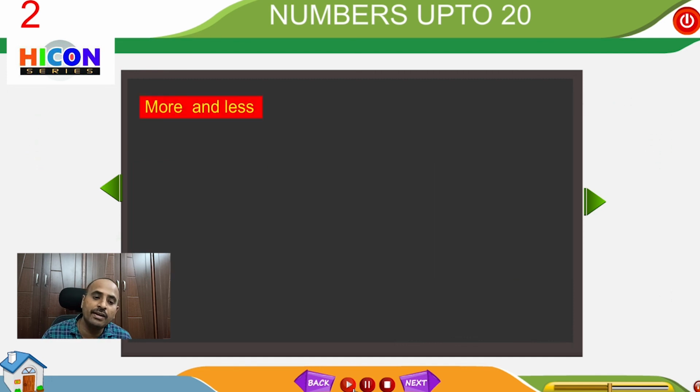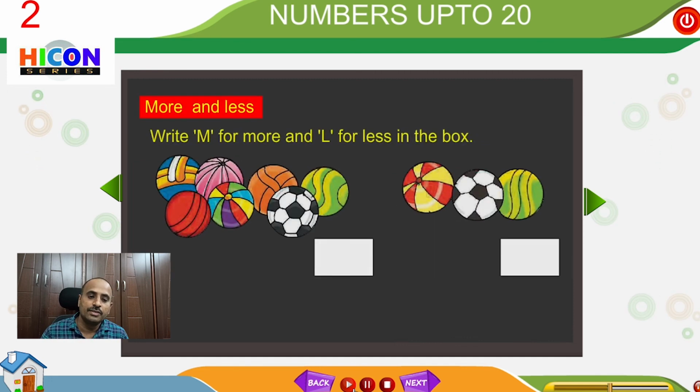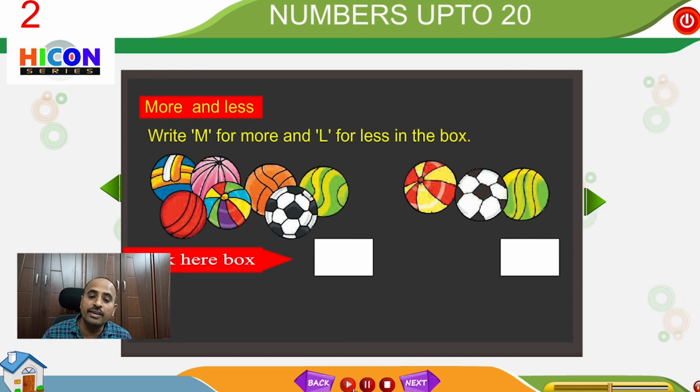Now, more and less. Write M for more and L for less in the box. So children, look at the pictures. Here you are observing 2 pictures. In the first picture you are observing more number of balls, and in the second picture we are observing less number of balls.